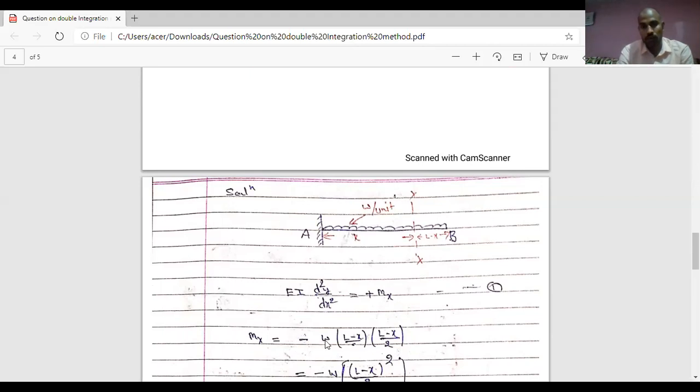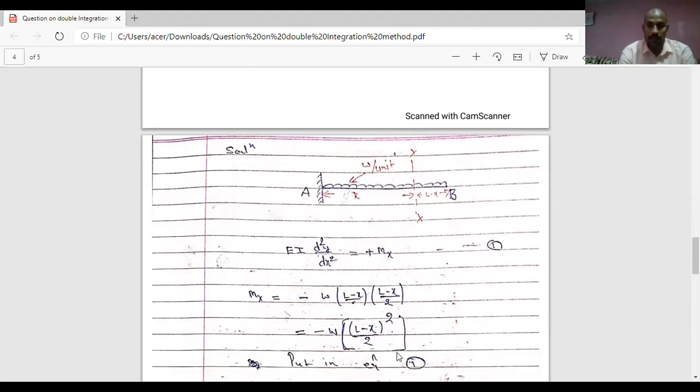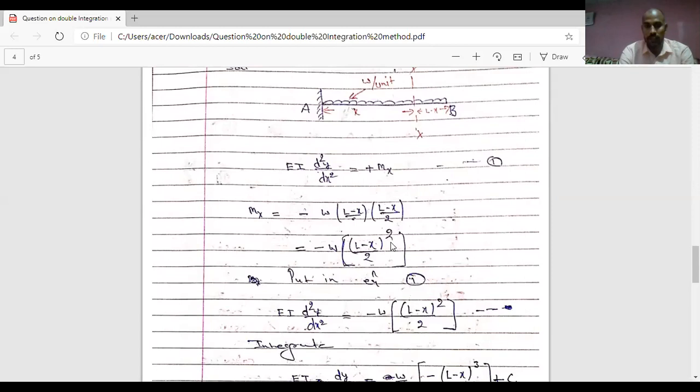So here is the load. It acts as hogging, so take a negative sign. W into distance, where we find the moment of this section. So multiply by this distance, W into L minus x, multiplied by distance divided by 2. As we know, if we find the uniform distributed load moment, we multiply load into distance by 2, right? So W into L minus x, into L minus x by 2. Here the bending moment is minus W (L minus x) square by 2.